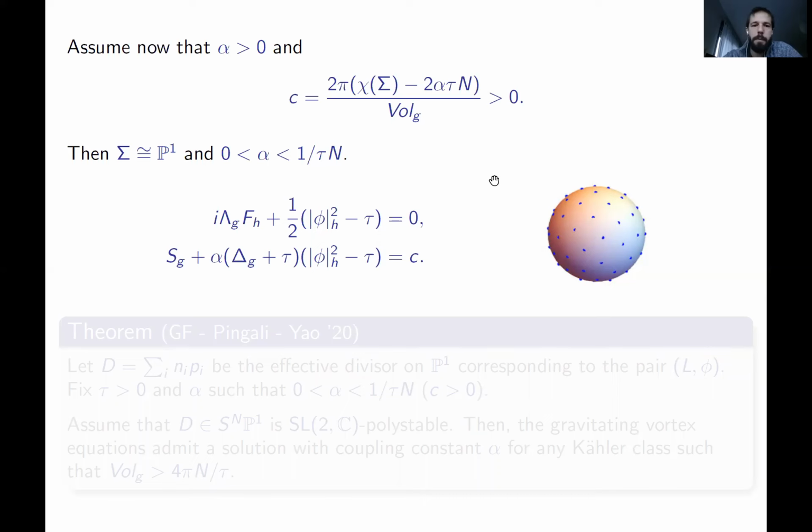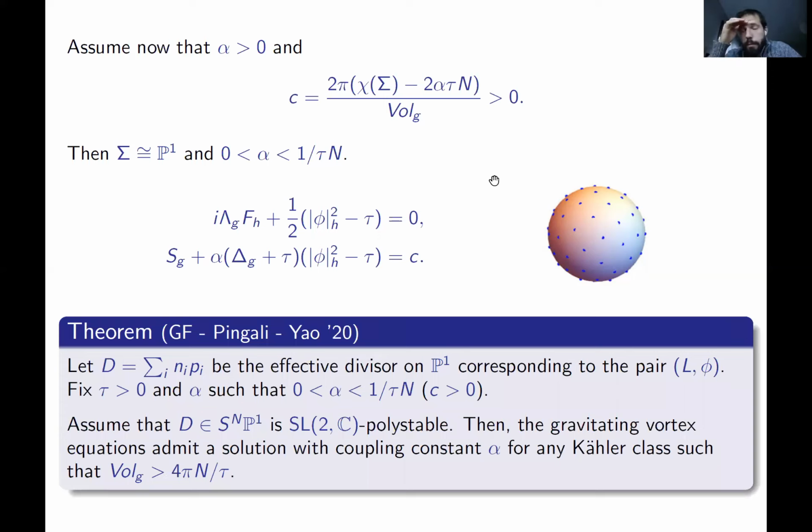We want to solve these equations. So the theorem that we prove jointly with Vamsi Pingali and Chengjian in a preprint in 2018 in arXiv is the following. So let D be an effective divisor on P1 corresponding to the zeros of phi, and then fix tau and alpha such that alpha is between 0 and 1/tau n. So this is the case that C is bigger than 0. Assume that D is SL2C polystable, as we had in the previous theorem. Then the gravitating vortex equations admit a solution with coupling constant alpha for any Kähler class such that the volume is bigger than 4 pi n divided by tau. Okay, so this theorem completely solves the existence problem for gravitating vortices in the case that the constant C is positive. And there is a strong analogy with the Kähler-Einstein problem in the case of Fano manifolds.